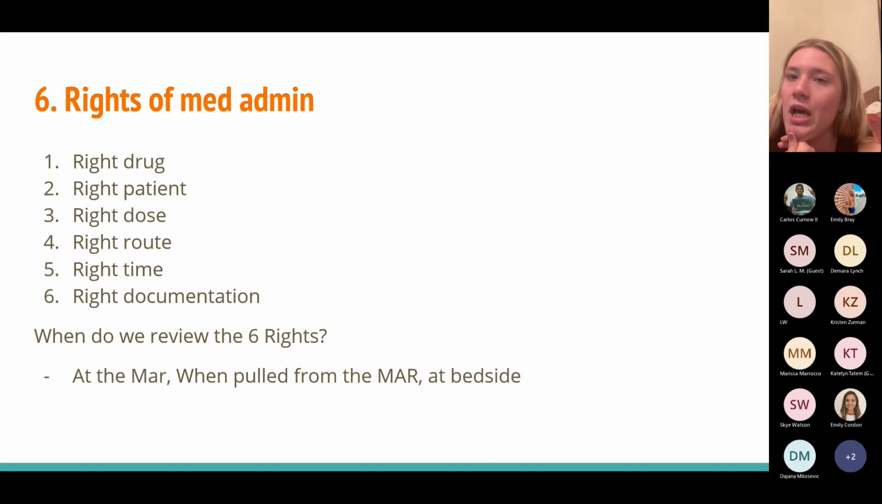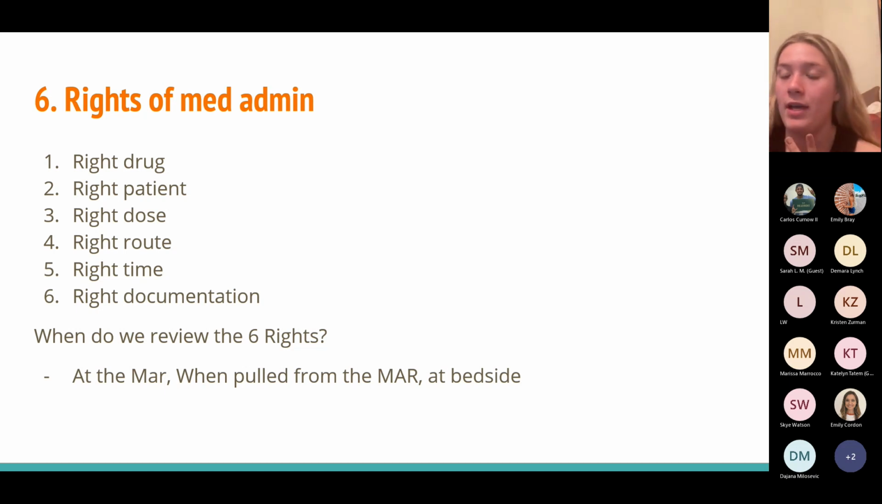So when do we review the 6 rights of medication administration? Well, we always do it at the MAR when it shows up on their list. You always have to check again once you pull it from the MAR, because sometimes meds spill over from the other little bucket. So even though you might pull it from where the arrow is telling you to pull it, you still check. And then finally, when you're at bedside, you scan your patient's wristband, you identify name, date of birth, etc. You always have to ask name and date of birth whenever you give any sort of medication. Even if you're hanging saline, you always have to verify, okay? So just keep that in mind.